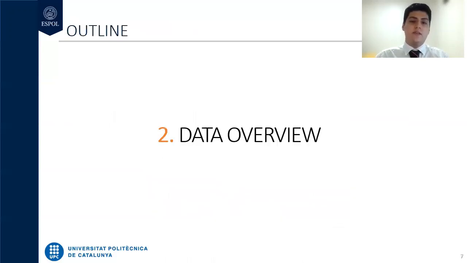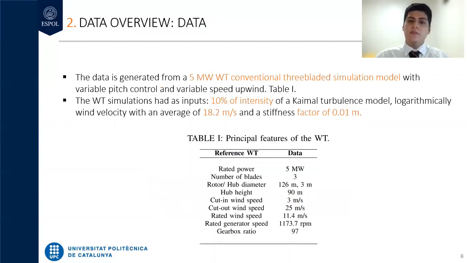Let's see Section 2, the data overview. The data is generated from a wind turbine simulation model, with variable pitch control and variable speed. The main features of the simulated wind turbine are shown in Table 1. The elastic simulation software FAST is used to model the wind turbine. While traditionally the sampling time in a SCADA system is 10 minutes, in this work it is proposed to reduce it to 1 second, using sensors with a frequency of 1 Hz.